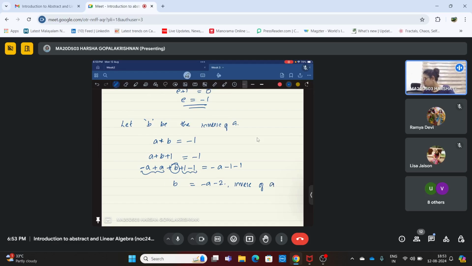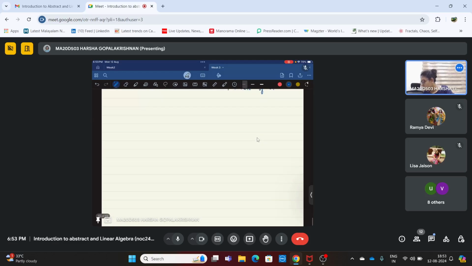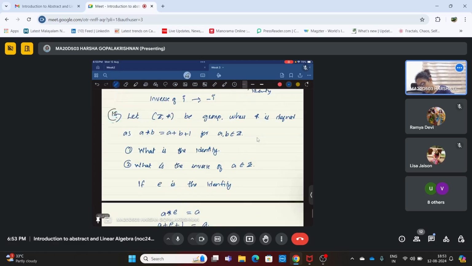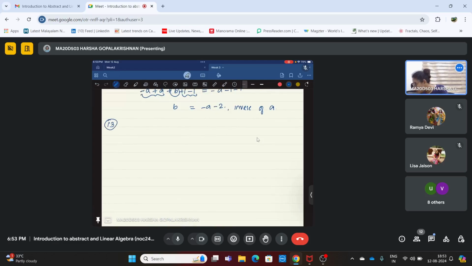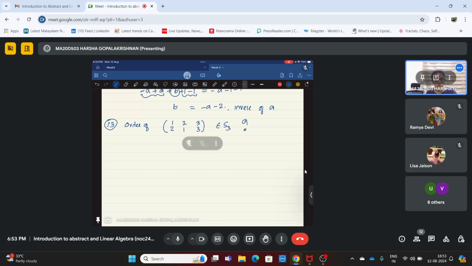Good. So let's go to the next question. It's a very simple question. Order of an element. So I am giving an element in S3. What is the order of this element in S3? It's again a very simple question. What is the order of this permutation?